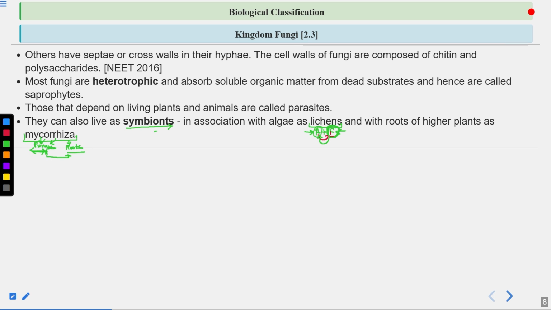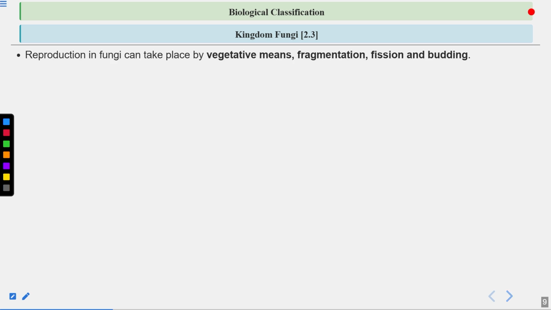A question can come from here. In the symbiotic association, the fungus belongs to which class? The answer will be Ascomycetes. Mostly it is Ascomycetes. Sometimes Basidiomycetes can also form mycorrhizal association, especially in ectomycorrhiza. In ectomycorrhiza, Basidiomycetes form symbiotic association, but mostly it is Ascomycetes.